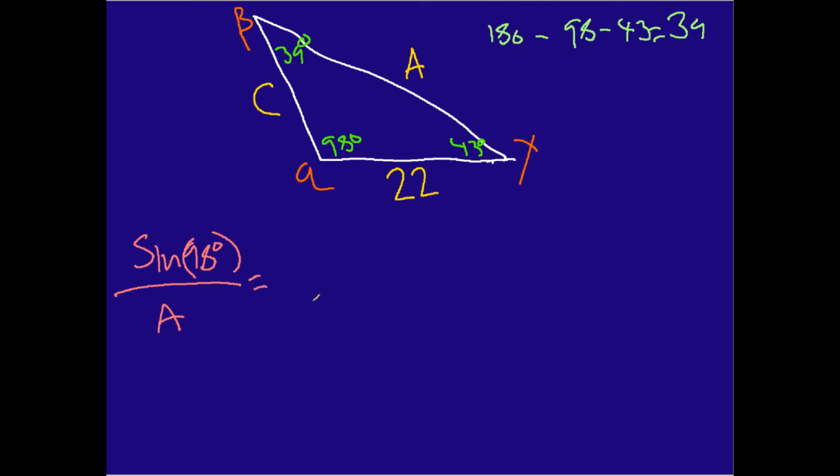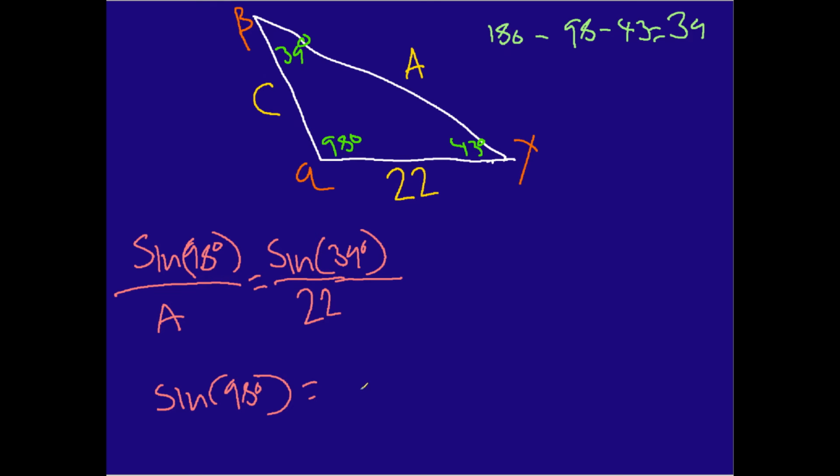So this is going to equal, B over here is going to be 22 this time, and it's going to be sine of 39 degrees, like that. That's what we do. Now, the first thing we're going to do is multiply both sides by A, and so now we end up with sine 98 degrees equals sine of 39 degrees over 22, and all this is going to be multiplied by A, like that.